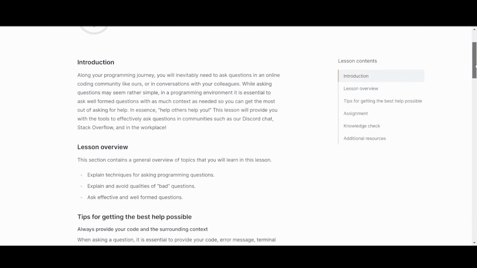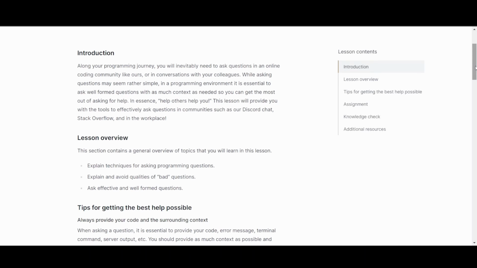Introduction. Along your programming journey, you will inevitably need to ask questions in an online coding community like ours, or in conversations with your colleagues. While asking questions may seem rather simple, in a programming environment it is essential to ask well-formed questions with as much context as needed so you can get the most out of asking for help. In essence, help others help you. This lesson will provide you with the tools to effectively ask questions in communities such as our Discord chat, Stack Overflow, and in the workplace.